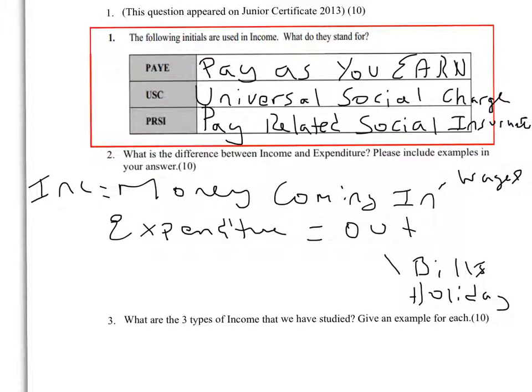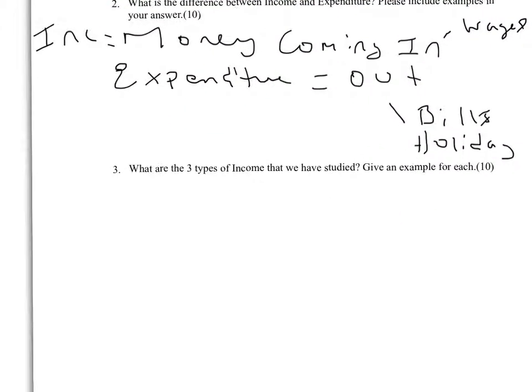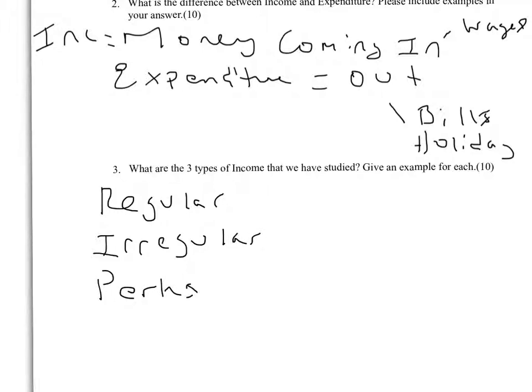Okay. So question number 3 asks us, what are the 3 types of income that we have studied? Well, we know they are regular or fixed. So regular, irregular, and then perks. And again, simply just give an example for each.